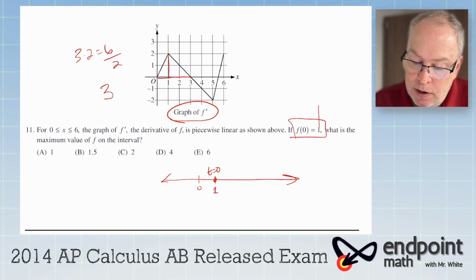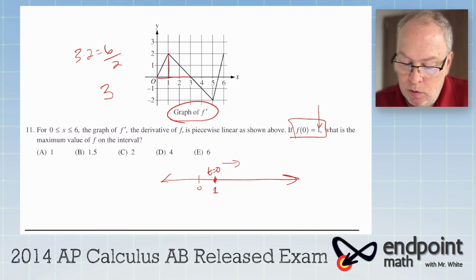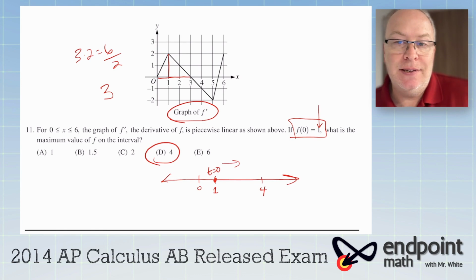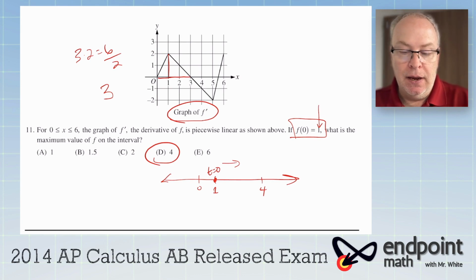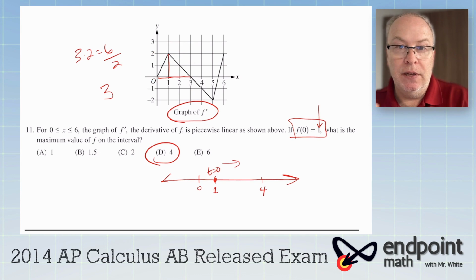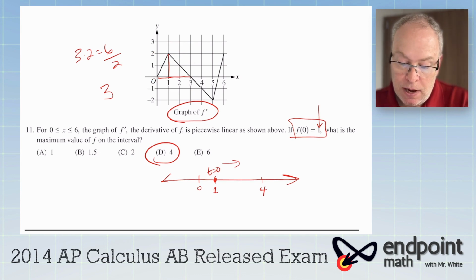Now remember, we started at 1, so we moved all the way to 4. And 4 is the answer. That's when it's at its highest value. And again, I knew that because the derivative is positive, which means the slopes are positive, which means it's going up or moving to the right, increasing on that number line.